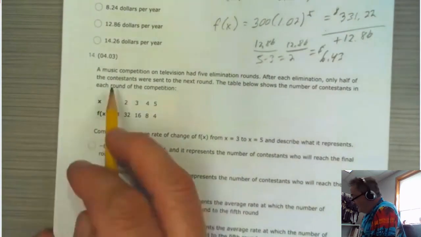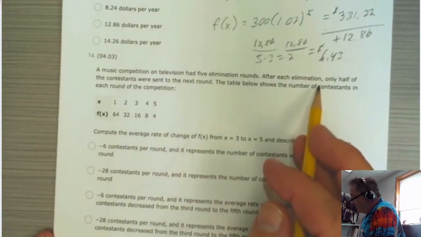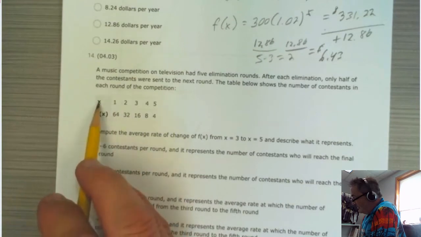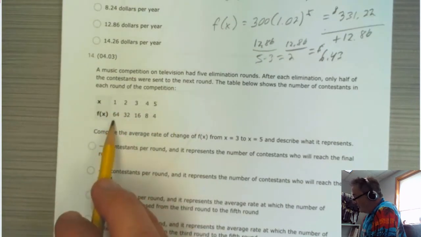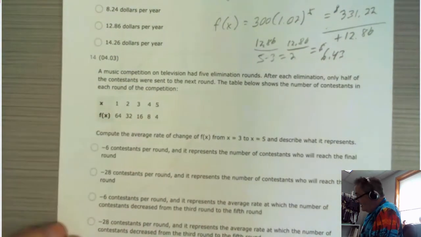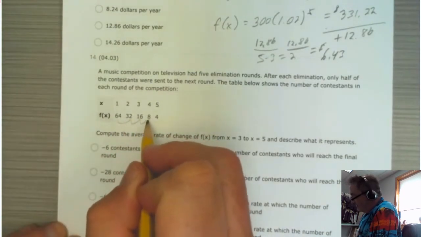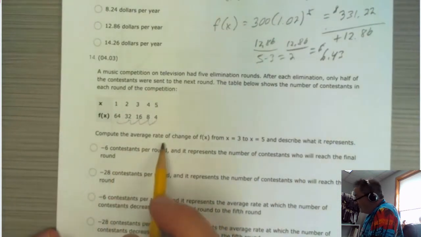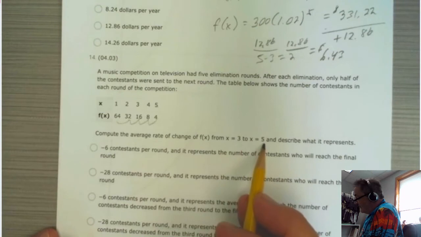All right, so a music competition on television had 5 elimination rounds. After each elimination, only half the contestants were sent to the next round. So here's the number of contestants in each round. Round 1, round 2, round 3, round 4, round 5. Start with 64, end up with 4. Each time it's cutting down, looks like half each time, right? So it's kind of like they're competing against each other and somebody goes home. Compute the average rate of change of f of x from x equals 3 to x equals 5.